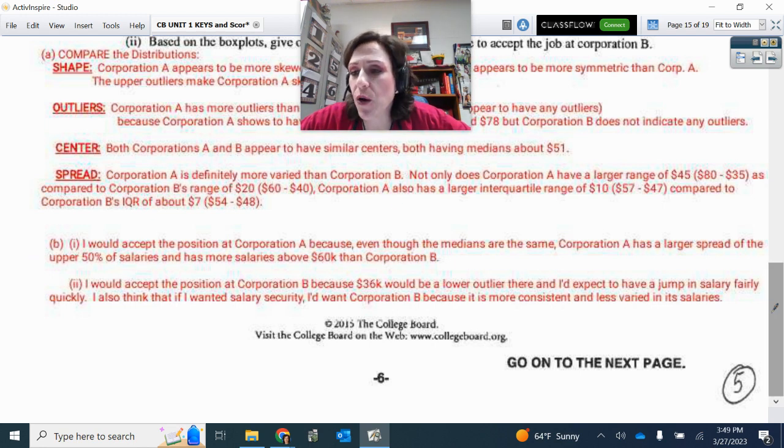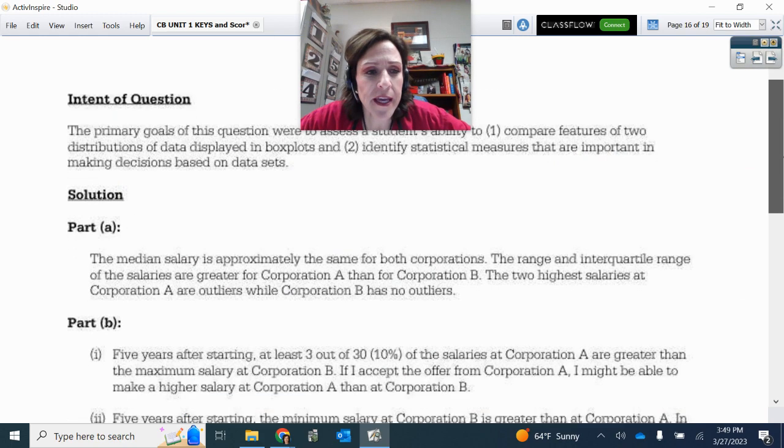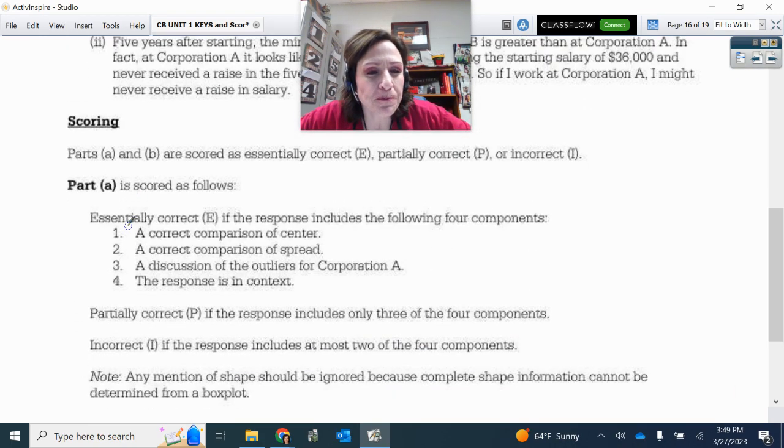Okay. All right, so let's look at the credit for those. Scoring: essentially correct if the response includes four components this time: a correct comparison of center, of spread, a discussion about the outliers, and context. So it did not reference shape.